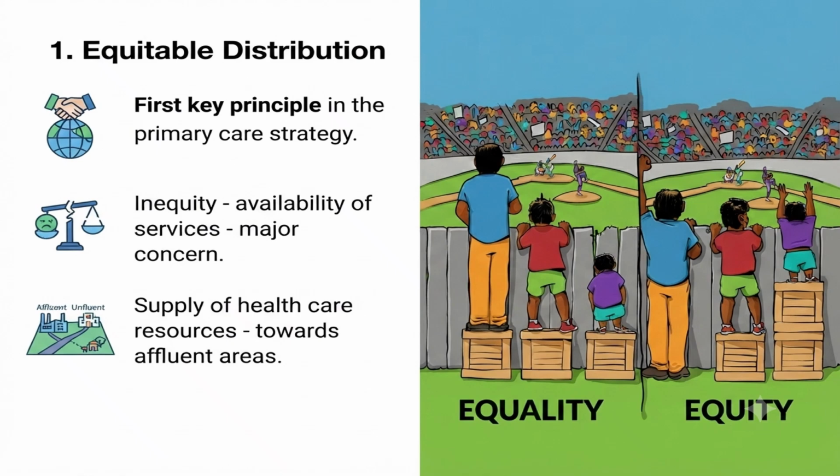So that is irrespective of the need. We are giving equal importance or equal services to all the people. So that is equal distribution. In place of this equal distribution, we can follow equitable distribution. Equitable distribution means here we are not giving to the people who don't need, and we are giving more services to the people who need more. So equitable distribution means giving more healthcare services to the more needy people, simply. And this is the first key principle in the primary health care strategy.